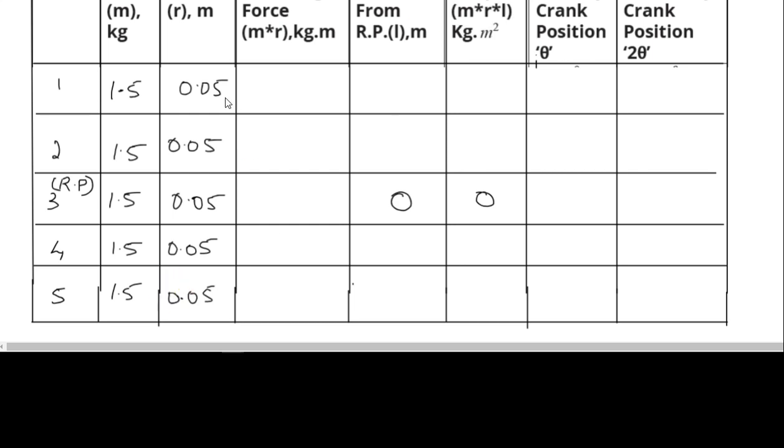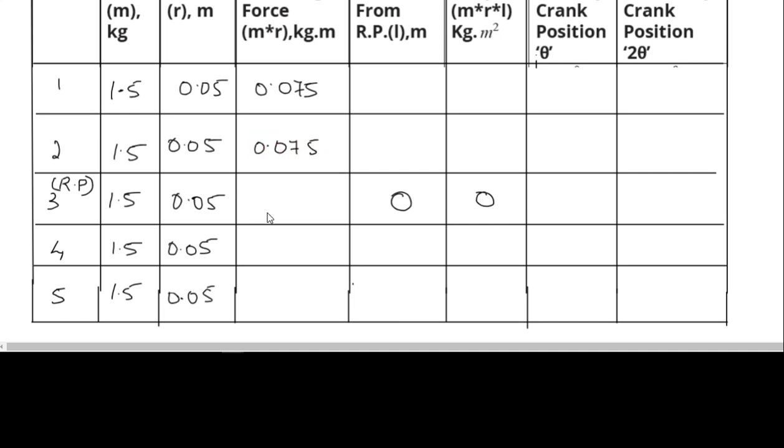Yeah, and all the centrifugal force will be the same because the radius and the mass are the same. So 1.5 into 0.05 will give you 0.075. In most of the firing order questions, this will be the same criteria.